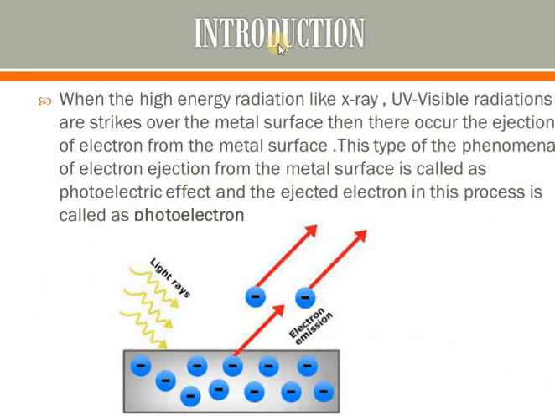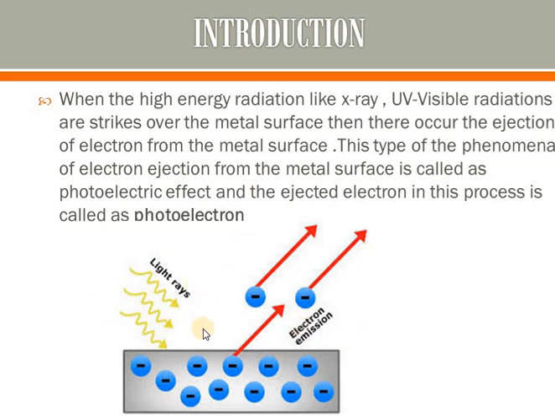Now, let's start with the introductive part of the photoelectric effect phenomena. When high energy radiations like X-rays and UV-visible radiations strike the metal surface, there occurs ejection of electrons from the metal surface. This phenomenon of electron ejection from the metal surface is called the photoelectric effect phenomena, and the ejected electrons in this process are called photoelectrons.